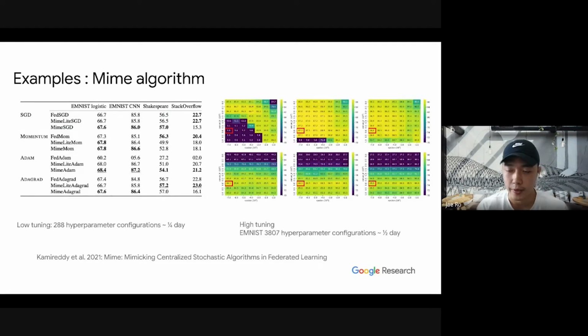Here are just some examples of research that has been using FedJAX. For the MIME algorithm, the original authors were able to run a large grid of experiments comparing different algorithms as well as different tasks. Here we say we tuned about 288 configurations in about a quarter of a day. And for EMNIST, we tuned about 3,000 or 4,000 configurations in about half a day. Running these sorts of widespread experiments, mixing and matching algorithms and tasks, is one of the main benefits and key highlights of using FedJAX in our opinion.